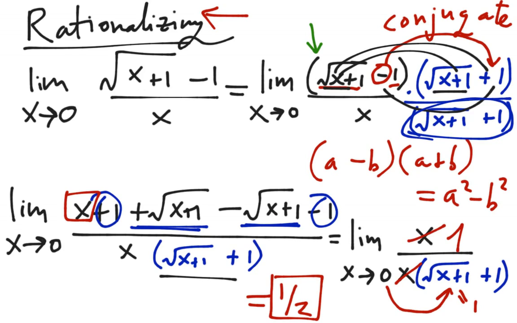Again, what you're going to do is, if you have a square root, you're going to multiply by the conjugate, do some algebra, and what happens is that you should be able to cancel out that original x in the bottom to be able to substitute in that limit.